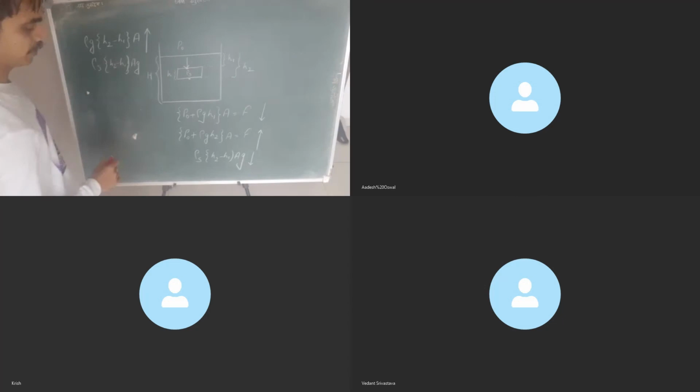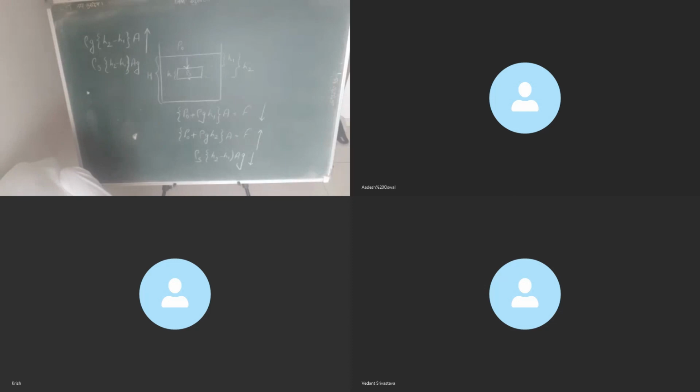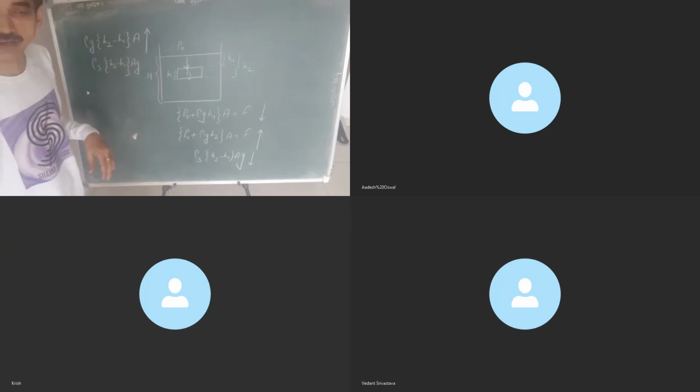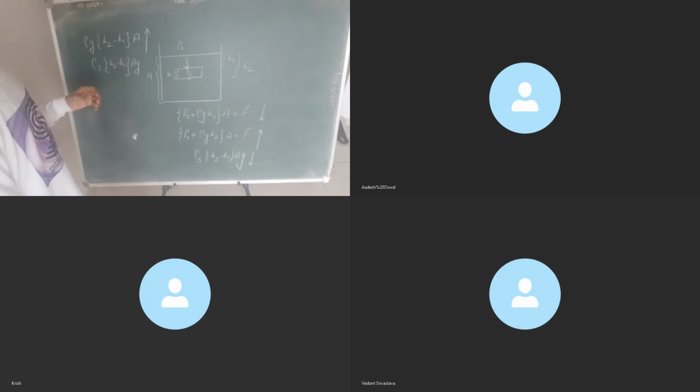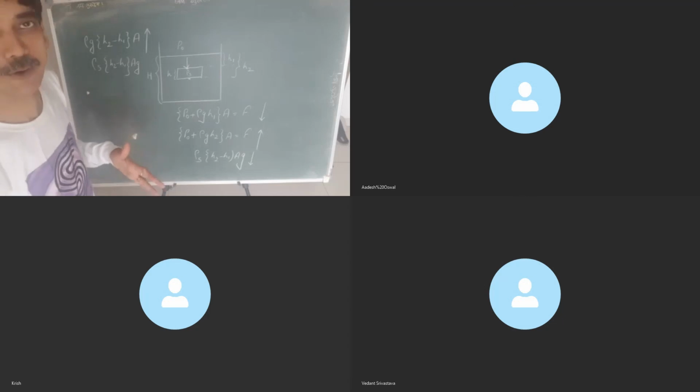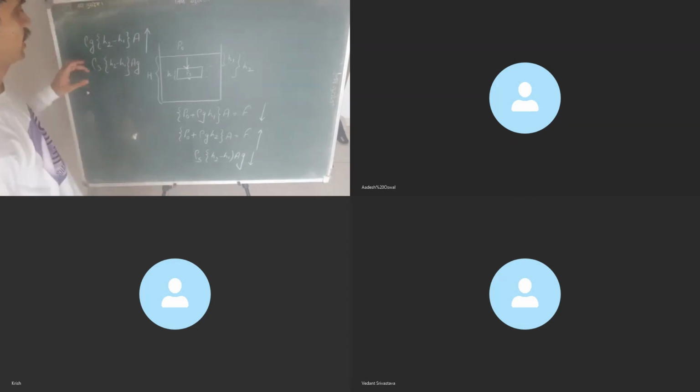Now let me ask, which of the two forces is the force due to water? First or second? The first one. And it is in which direction? Upward, opposite to mg. Can we say that? It is the direction opposite to the direction in which mg acts. This is what is called buoyant force.